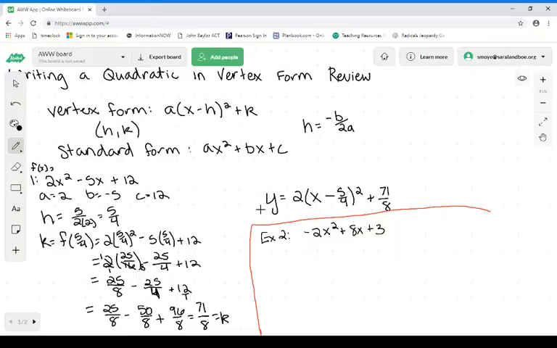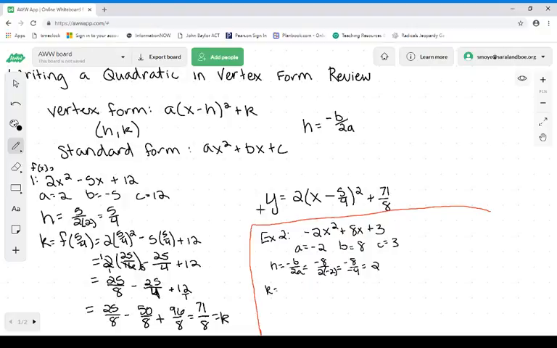All right, so let's see how we did. Down here we have a is going to be -2, b is 8, and c is 3. And so we need to find h and k. So h is that -b/2a. So -8 over 2 times -2. So -8 over -4, which is positive 2.